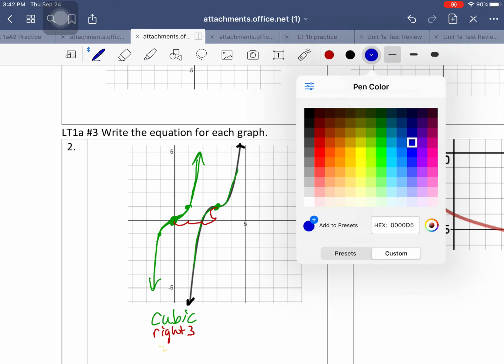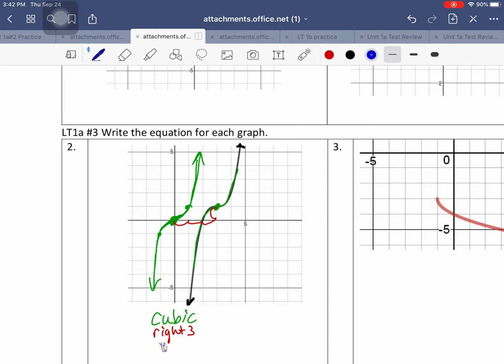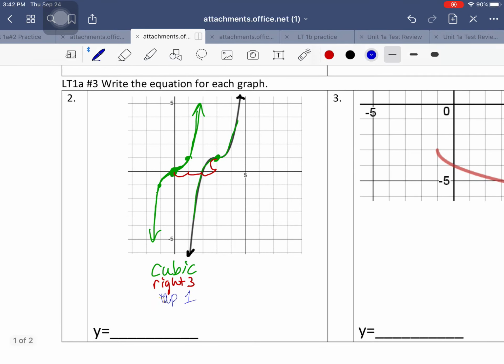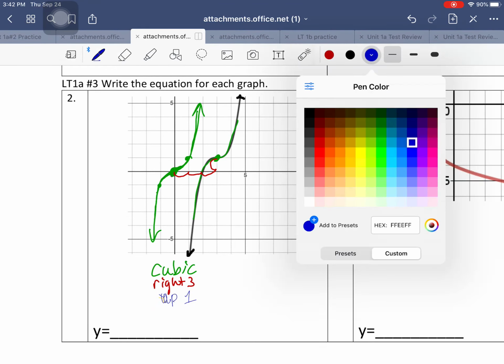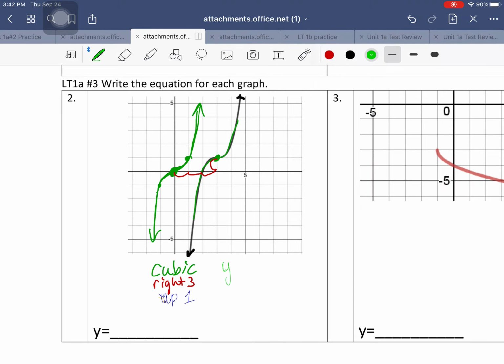Oh my goodness, that's an ugly color. Blue. Up, oh my gosh, 1. All right, so now I'm gonna take these words and I'm gonna put an equation to them. So cubic is y equals x cubed.